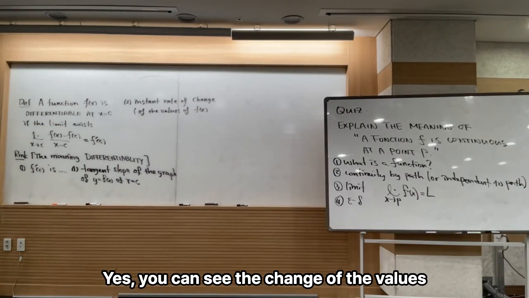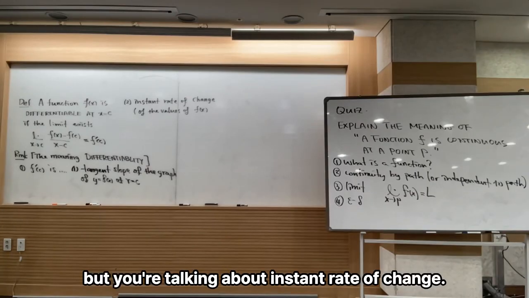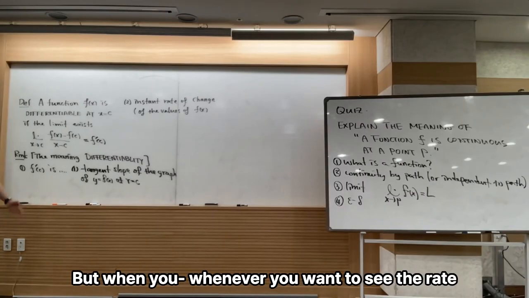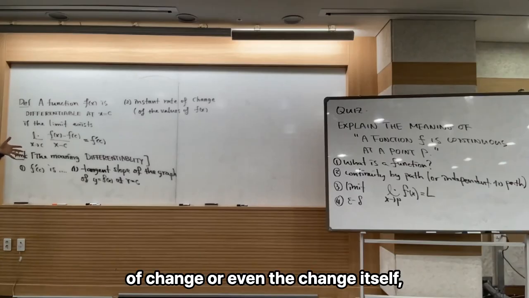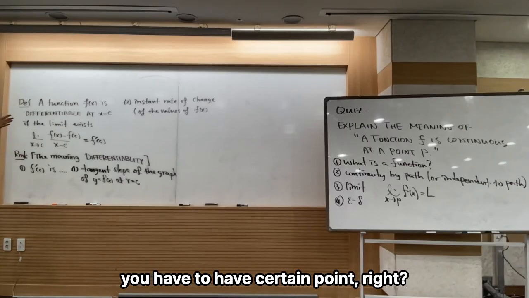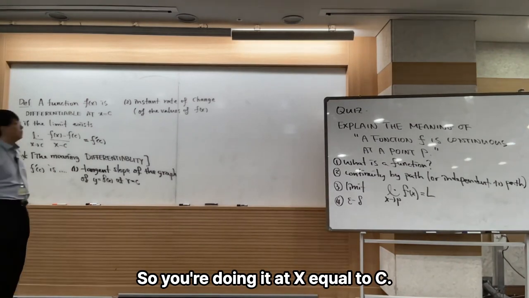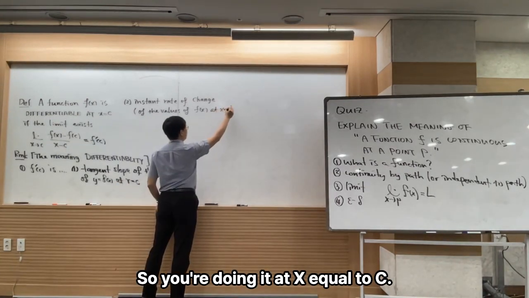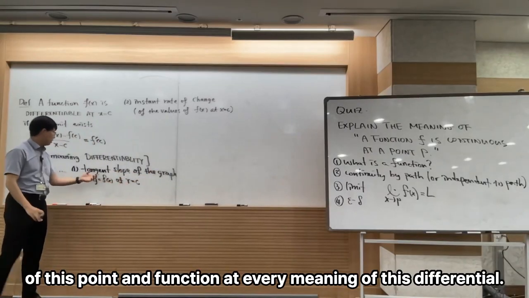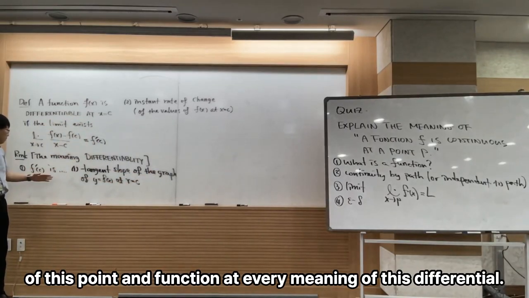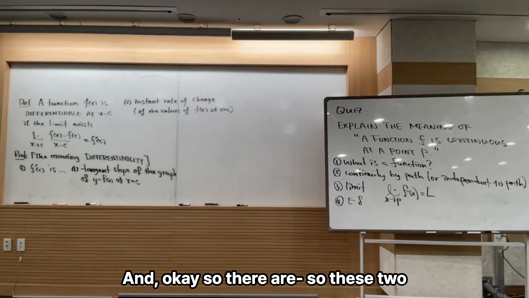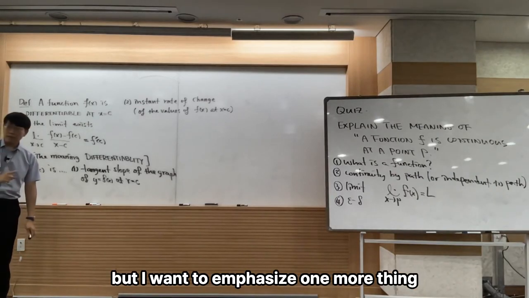Yes, you can see the change of the values by the graph, but you're talking about the instant rate of change. Whenever you want to see the rate of change, or even the change itself, you have to have a certain point, right? A certain place where you see the change. So you're doing it at x equals c. I don't want to lose the information of this point and function in every meaning of this differential.